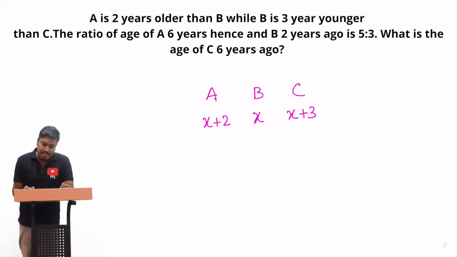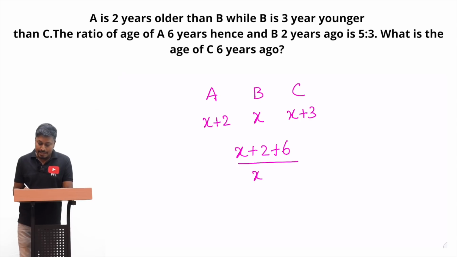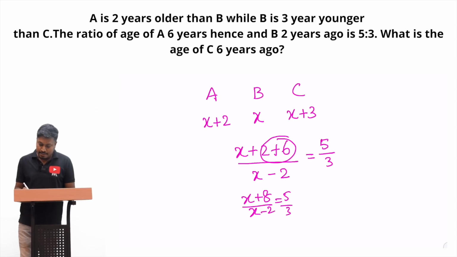Now the ratio of A 6 years hence and B 2 years ago. 6 years hence means after 6 years. So the ratio of A, A will be x plus 2, so x plus 2 plus 6, divided by B 2 years ago. B is already x, so x minus 2 because 2 years have passed. Their ratio will be 5 by 3. Let me find the value of x here. So this will be 8. So we can say that x plus 8 divided by x minus 2 is equal to 5 by 3. So 3x plus 24 is equal to 5x minus 10.